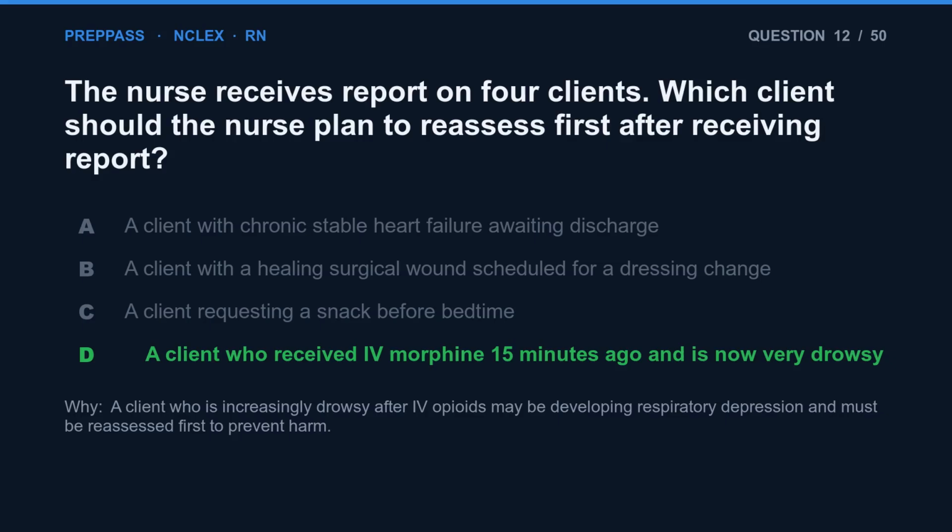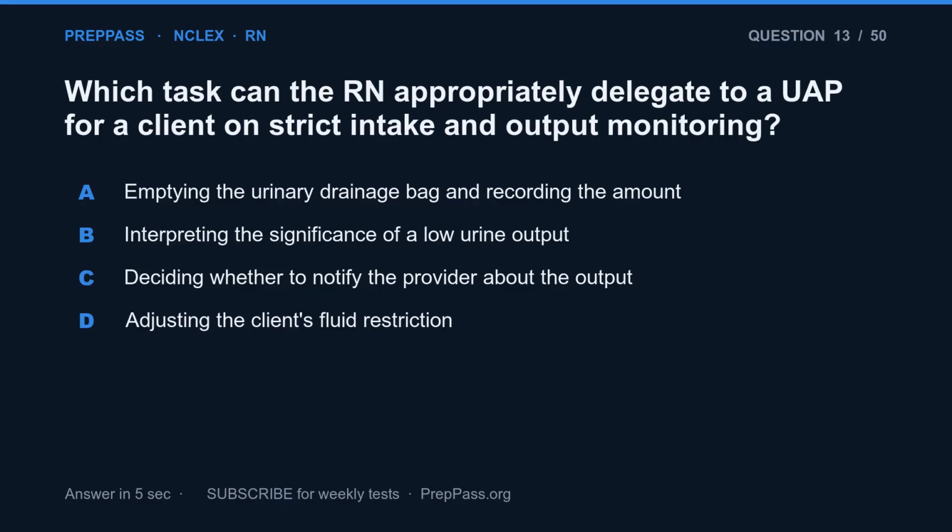The correct answer is D. A client who is increasingly drowsy after 4 opioids may be developing respiratory depression and must be reassessed first to prevent harm. Question 13.